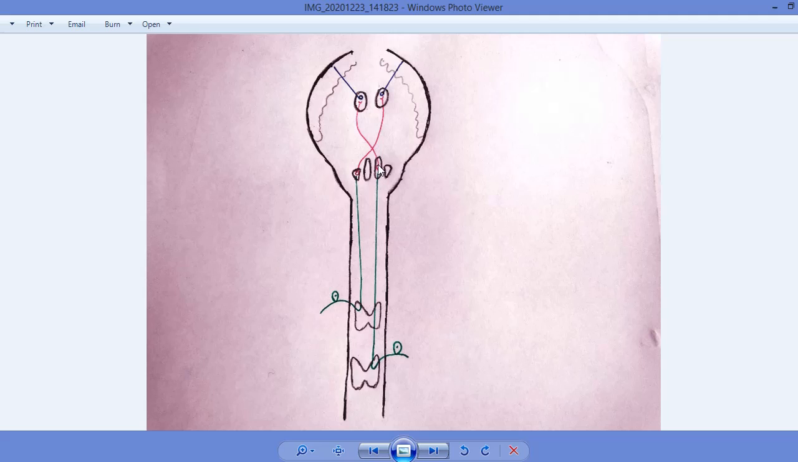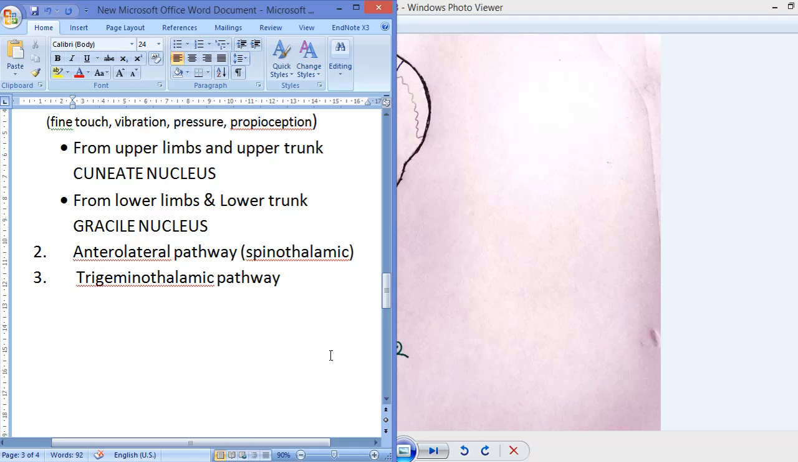The neurons or impulses from the right side will be shifted toward the left, and the impulses from the left side will be shifted toward the right. This neuron will cross over from the left side toward the right thalamus, and this neuron will cross over from the right side toward the left side of the thalamus, because the impulses of the right side are perceived by the left side of the cerebral cortex, and the impulses from the left side are perceived by the right side of the cerebral cortex. So this crossing over is called decussation.